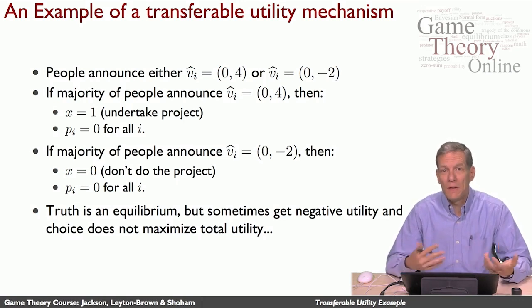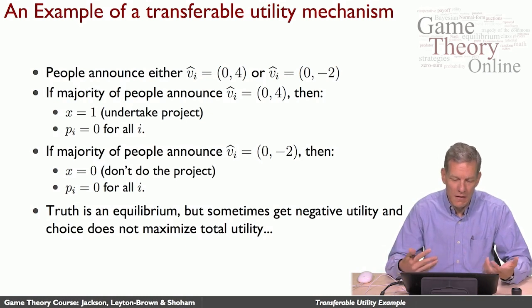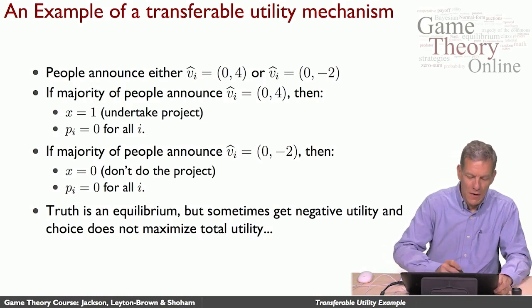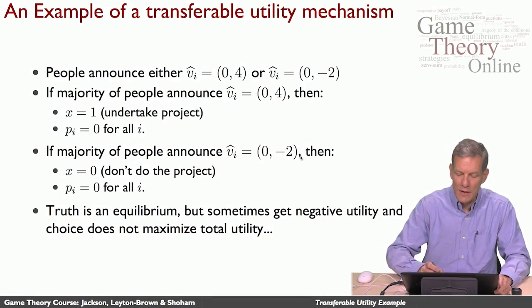I'm better off voting to not get the project built if I don't like it, and voting for it if I do. So truth is in equilibrium. But what are the downfalls of this? Sometimes some of the people get negative utility. So sometimes the project is built and there's a bunch of people getting -2s.